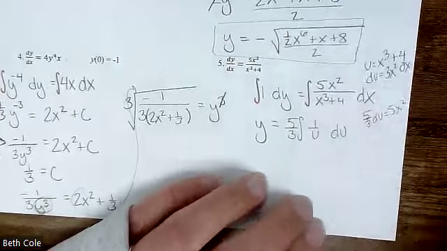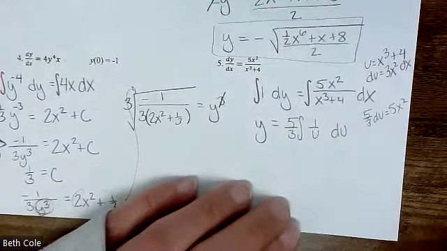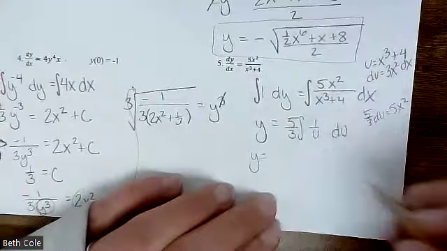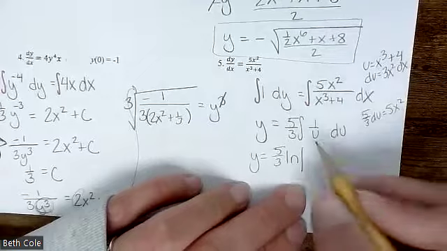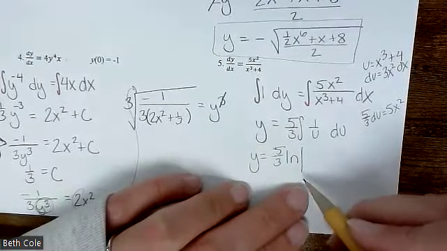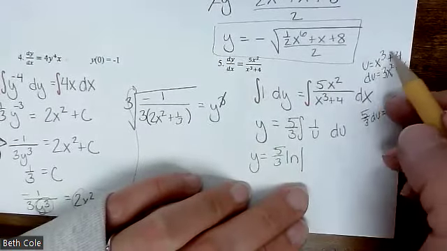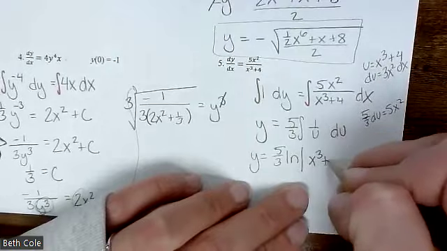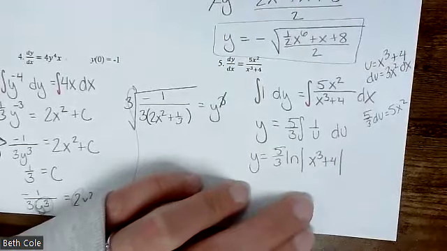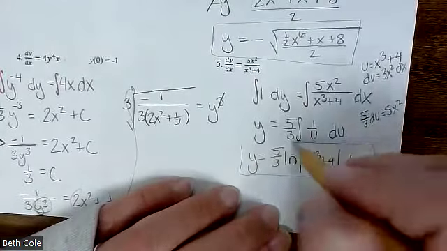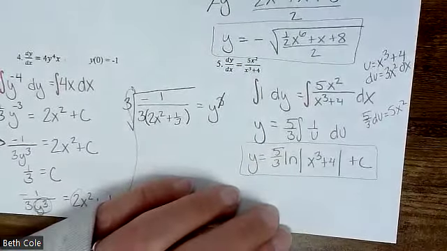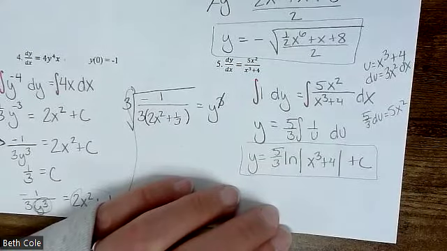Good, 1 over u. What's your antiderivative of 1 over u? It is good, and you need absolute value. And what was u? Good, perfect. And then at the end, to cap it all off. And that's actually your answer, and we're done because y is already alone and there was not what?